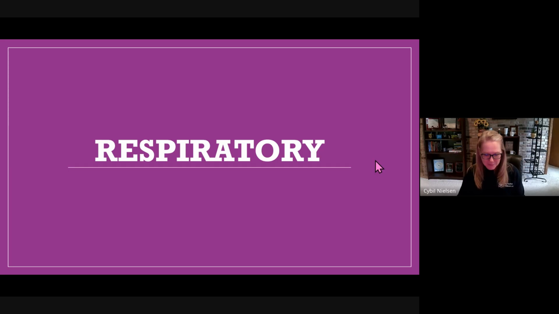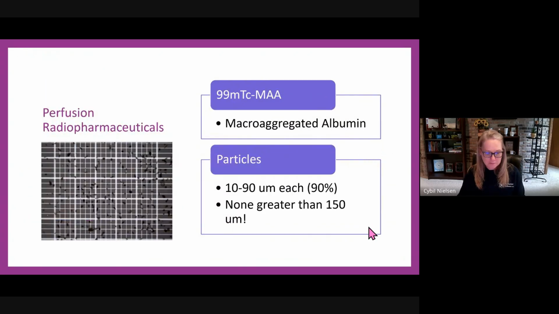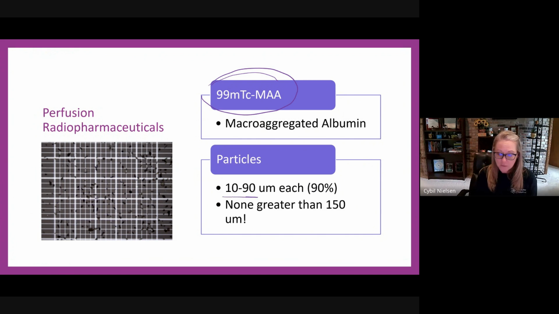All right, respiratory. We'll go through this pretty quickly. So VQ imaging. We're looking at perfusion first. So TECMA is going to be for our perfusion, and these are actual particles. We want them to be between 10 and 90 microns. A micron is also known as a micrometer. We want 90%, so most of them, none greater than 150.